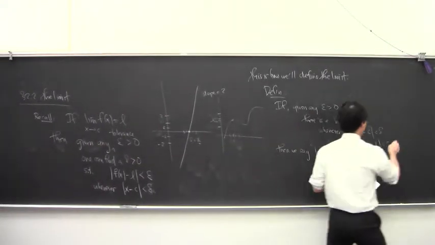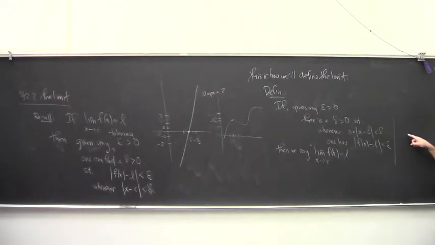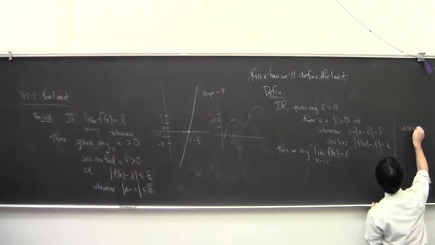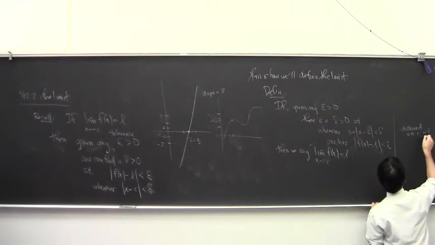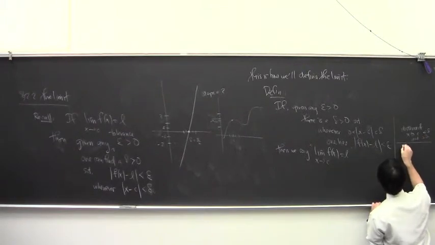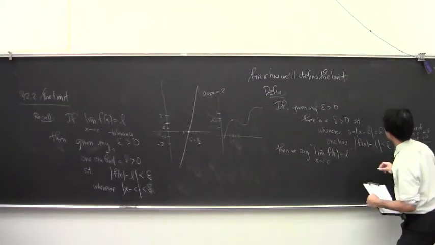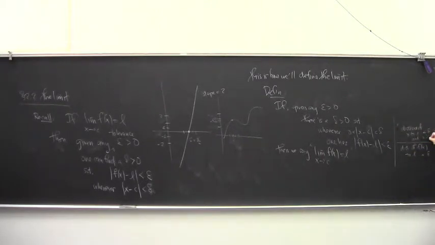Let me just add in one small thing here. We can rewrite this as the distance of x to c is less than delta and greater than 0. Here we're saying the distance of f of x to L is less than epsilon. Just to write this thing out and this thing out in English.